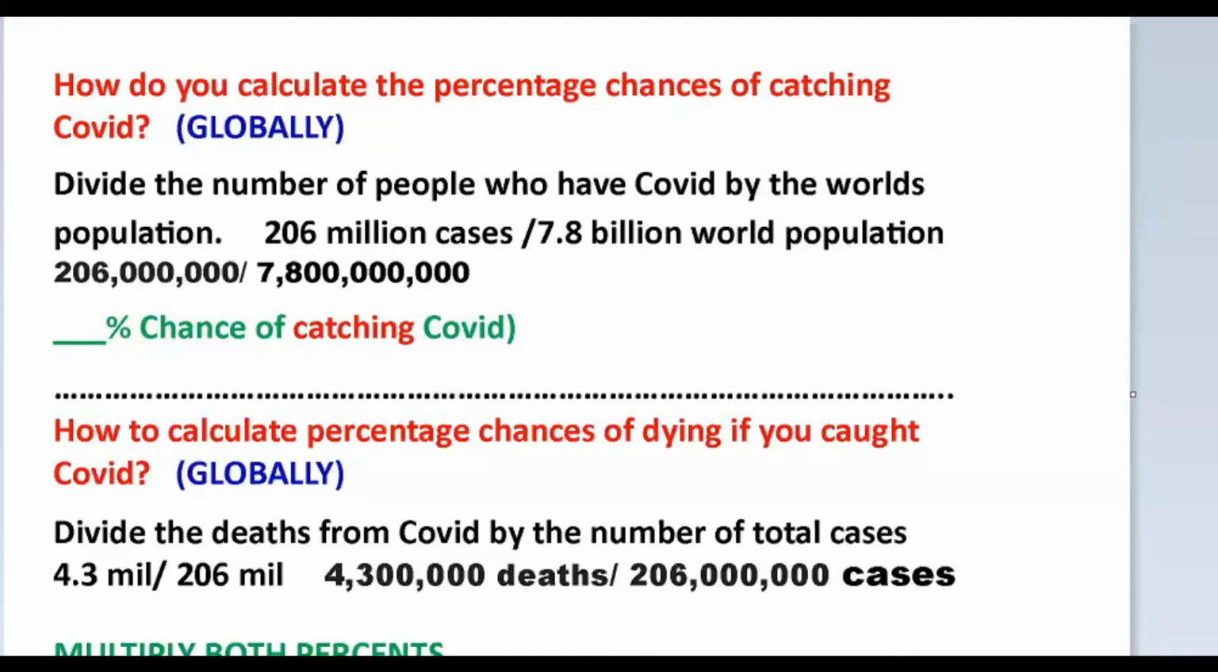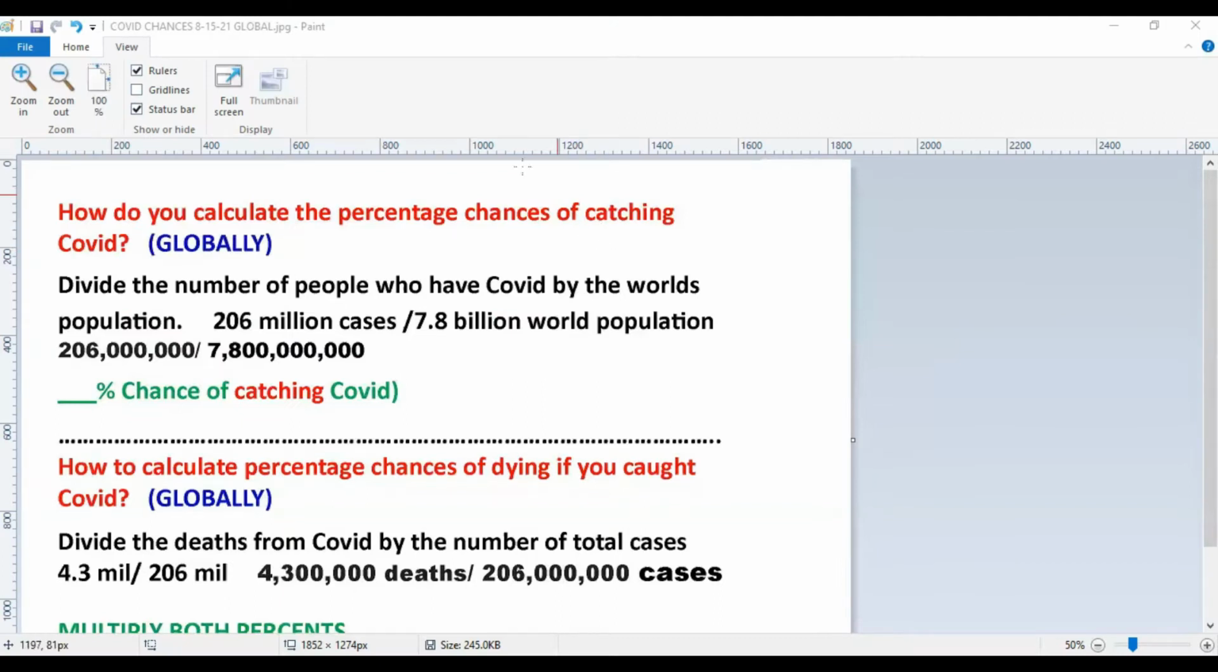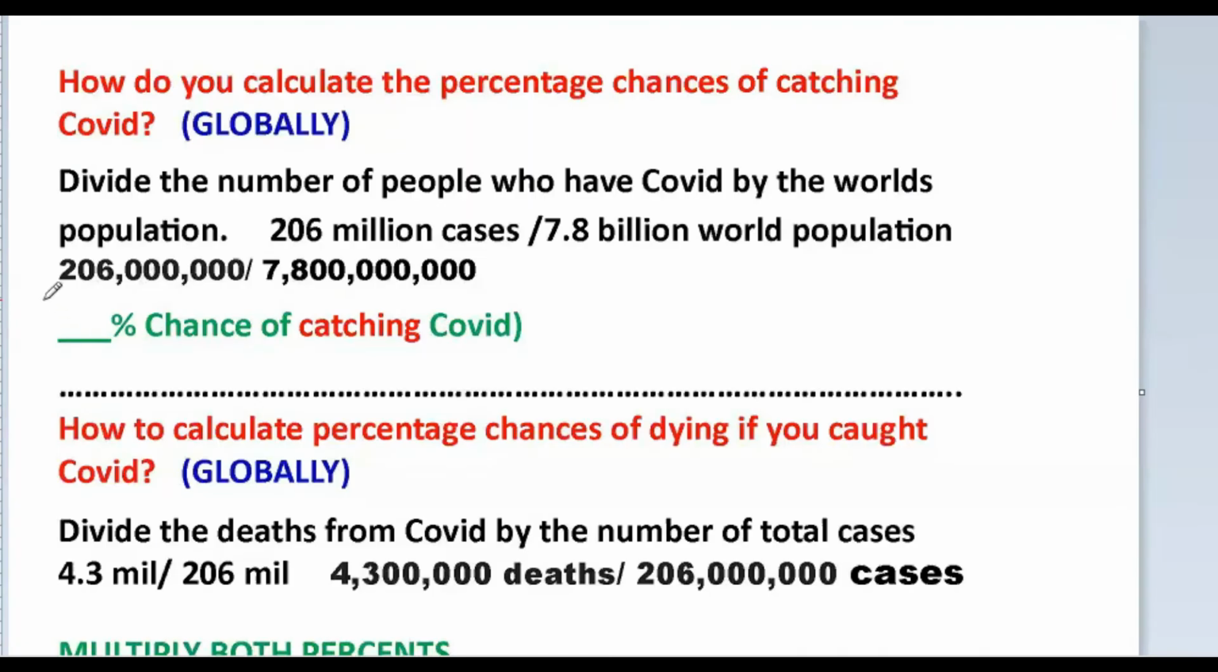So globally, how do I calculate the percentage chance of catching COVID? Well, first you need to divide the number of people who have COVID by the world's population. According to what we have now, there's 206 million people in the world that actually have COVID, and there's 7.8 billion people in the world. If you do that division, 206 million divided by 7.8 billion, you should get 2.6% chance of catching COVID. That's globally. Okay, let's go down to the next question here.